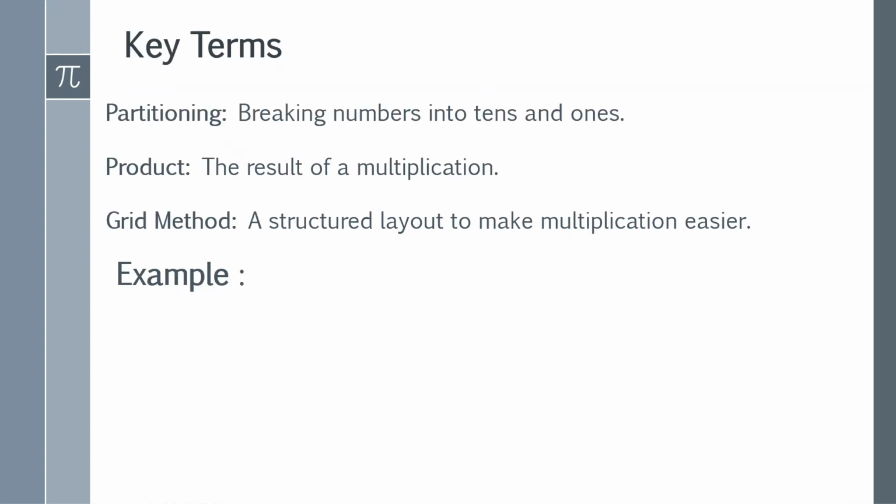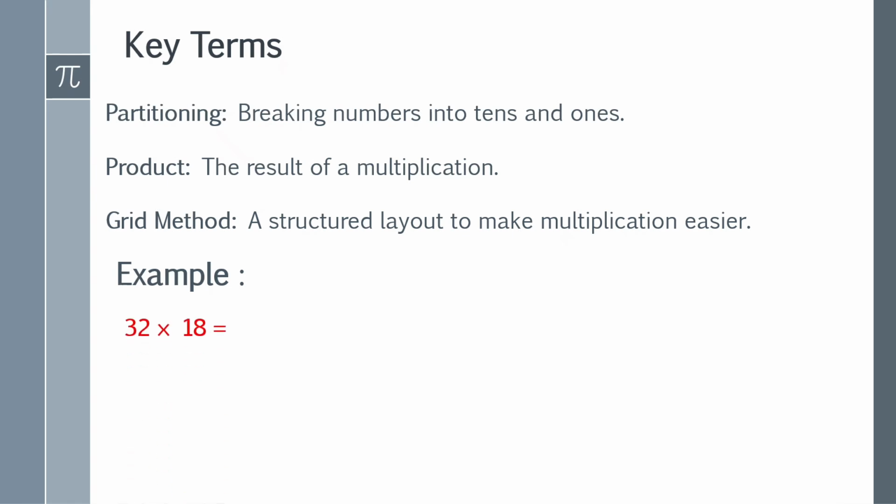Right. Before we begin, let's look at some important vocabulary. The first one here is partitioning. It means breaking a number into smaller parts, usually tens and ones. The next one is product. It is the answer we get when we multiply numbers together. And the last one for this lesson is grid method. It is a visual way of organizing multiplication to make calculations easier.